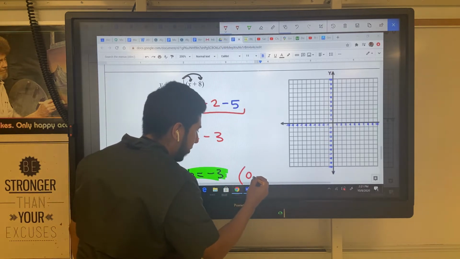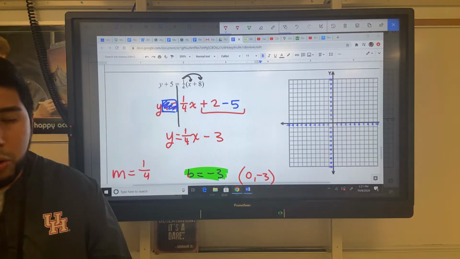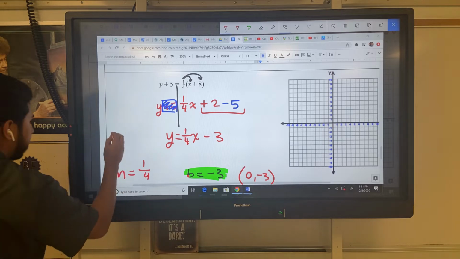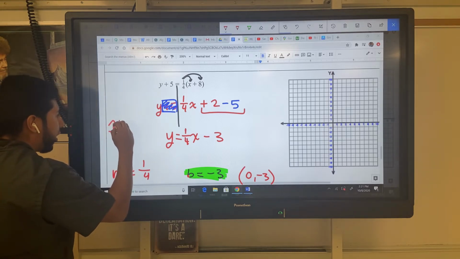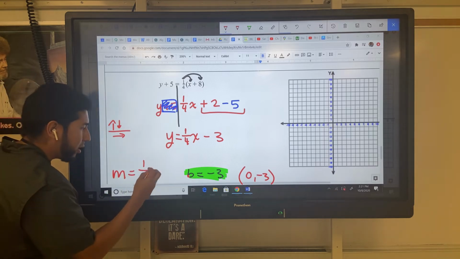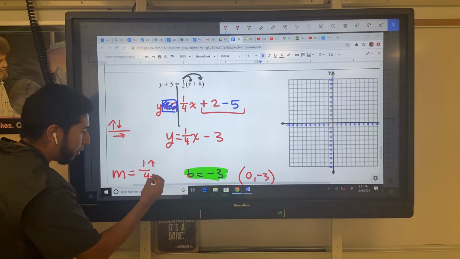Coordinate 0, -3. Sir, why do you keep doing the coordinate? It's on your quiz. It's very important that you see that, okay? After knowing if we go up or down and to the right, let's look at the slope. This is a positive slope, so that one is telling me to go up because it's positive, and then we're going 4 to the right.